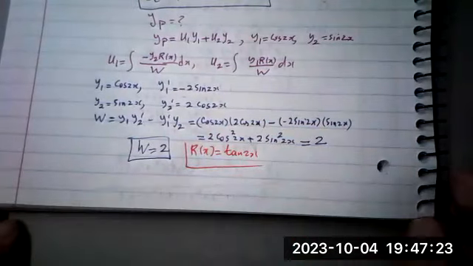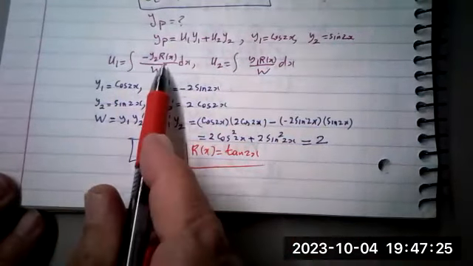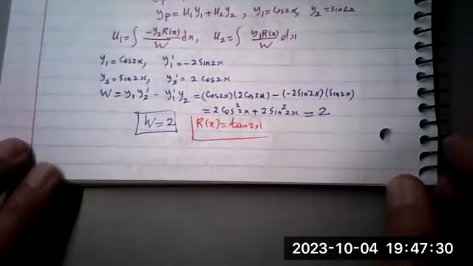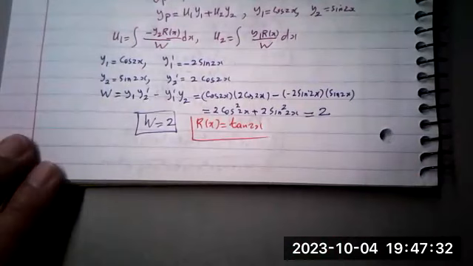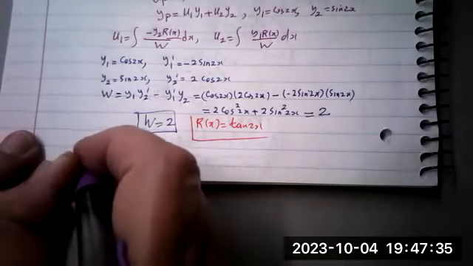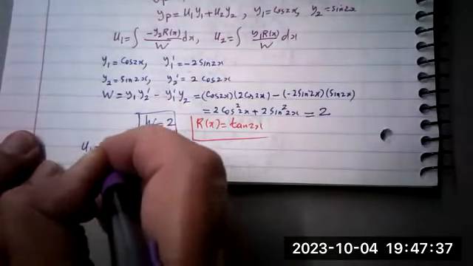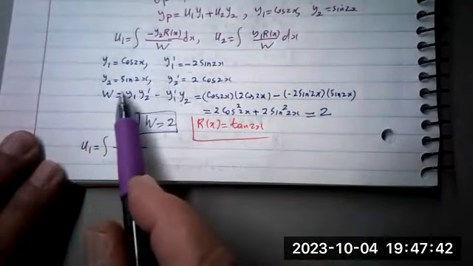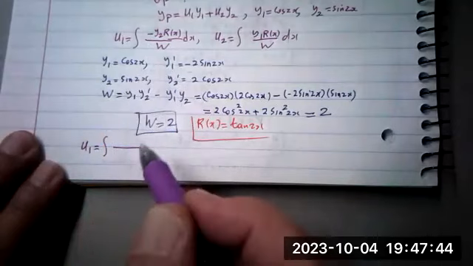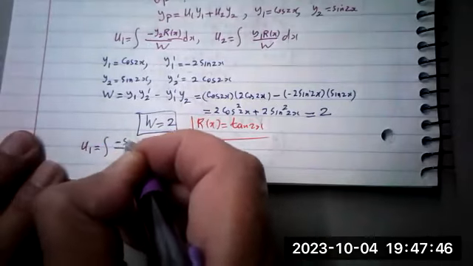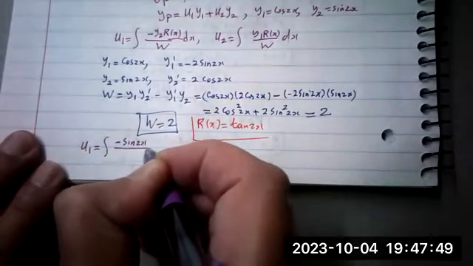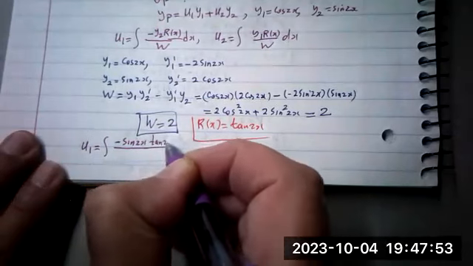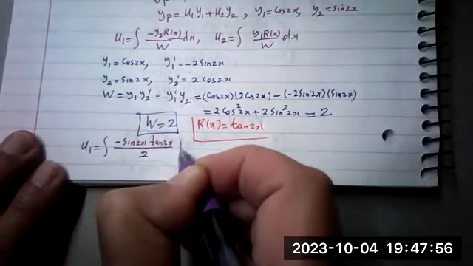Now we are ready. Form the formula, y2 r of x, simplify, integrate it, and come back. I'm going to do the u1 here. u1 is equal to the integral of, we have the formula, negative y2. y2 is sine of 2x, so it's minus sine of the 2x times r of x. r of x is tangent of the 2x, Wronskian is 2, dx.